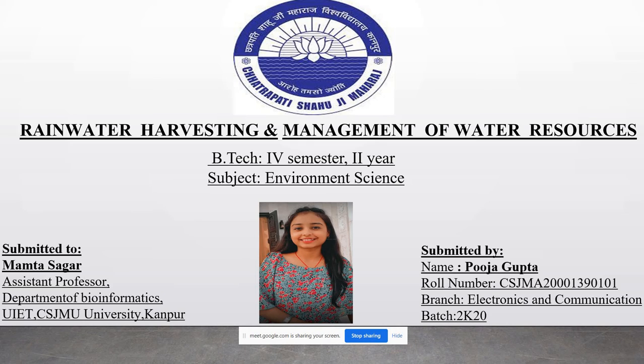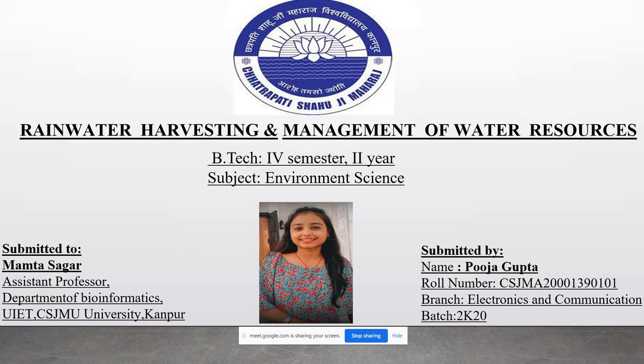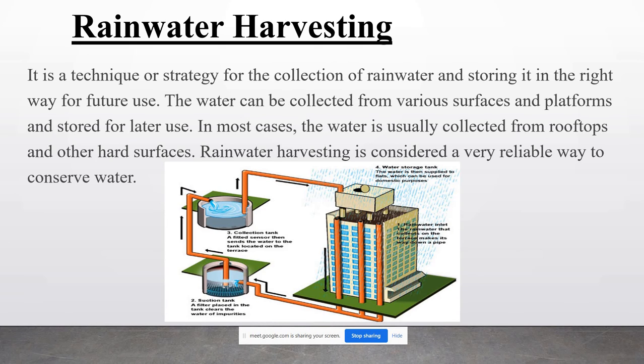Myself Pooja Gupta, and the topic of my presentation is rainwater harvesting and management of water resources. As we all are familiar, it is a technique or strategy for the collection of rainwater and storing it in the right way for future use. In most cases, the water is usually collected from rooftops and other hard surfaces. Rainwater harvesting is considered to be a very reliable way to conserve water.